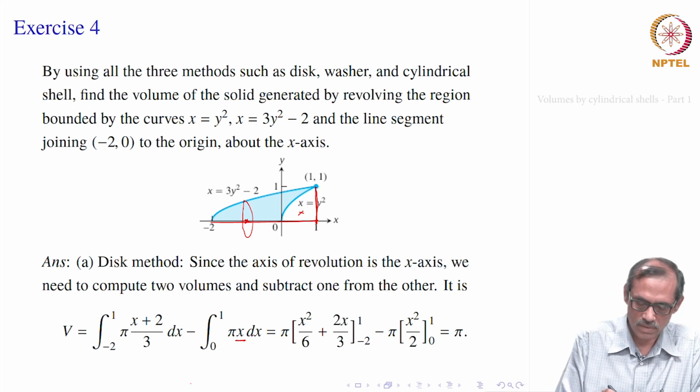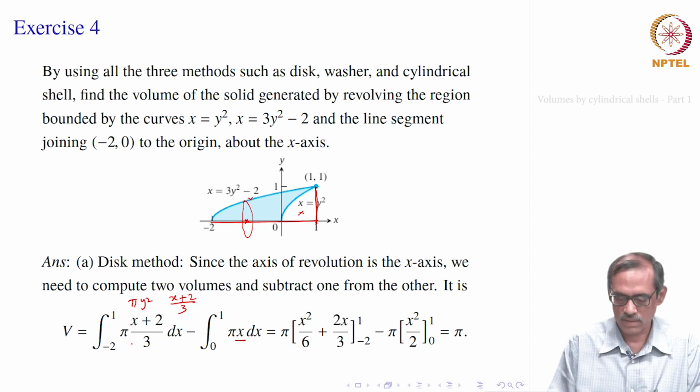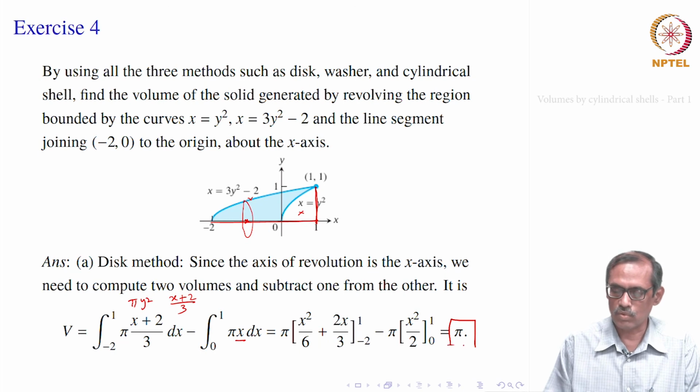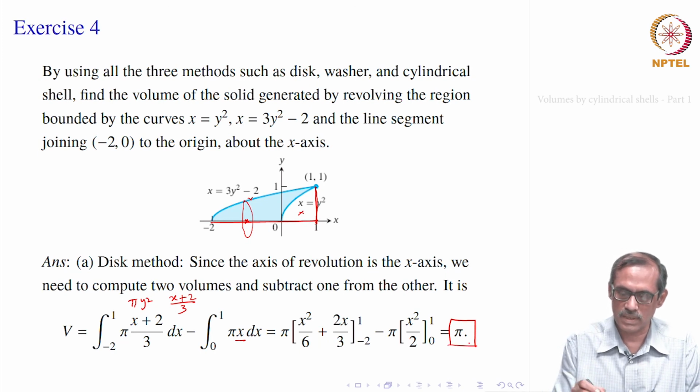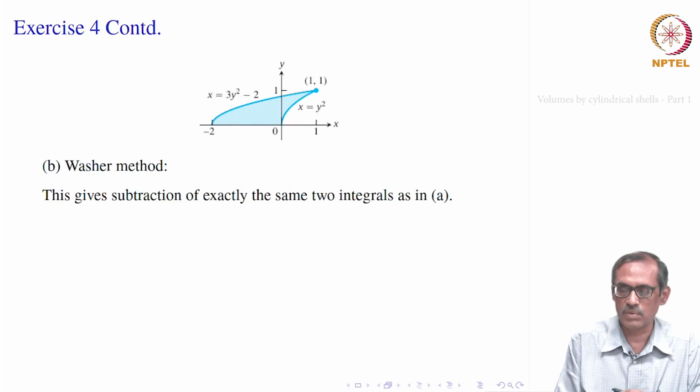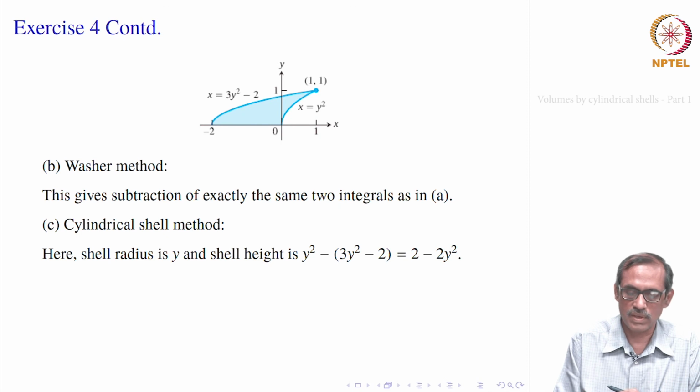Similarly, here it is pi y², where y² is the other curve. So, that gives (x plus 2)/3, which is why pi into (x plus 2)/3 dx, and this simplifies to pi into (x²/6 plus 2x/3), which gives the answer pi. Now, if you go to the washer method, there is nothing new here, because there is no hole. It is the same as the disk method: it gives the subtraction of exactly the same two integrals, so you get the same answer.